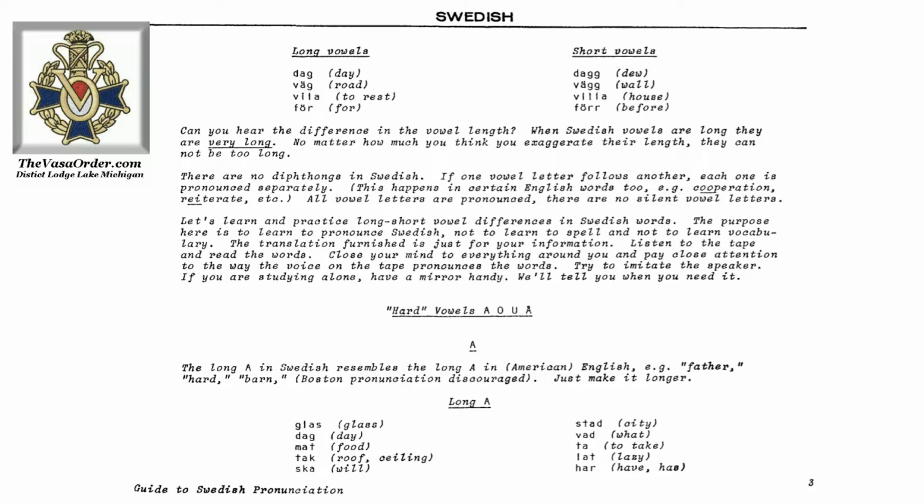A, O, U, Å. A. The long A in Swedish resembles the long A in English. For example, father, hard, barn. Boston pronunciation discouraged. Just make it longer.